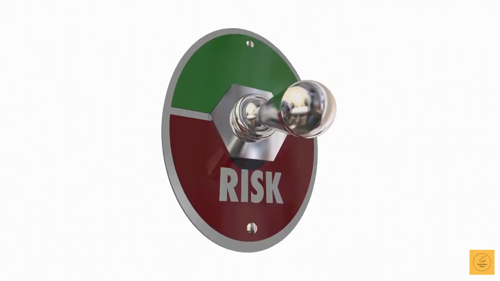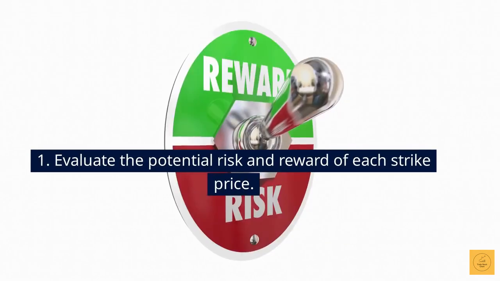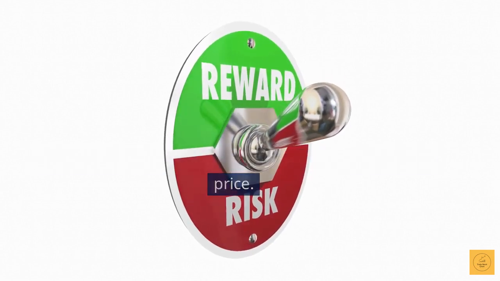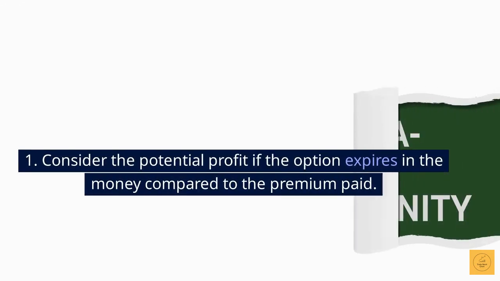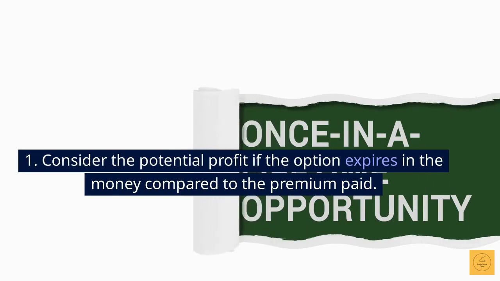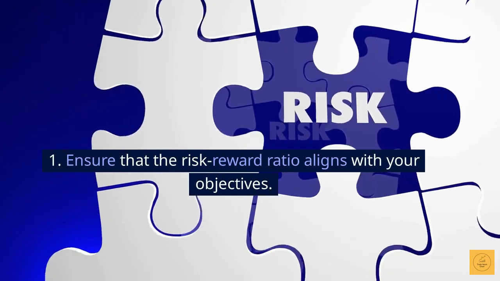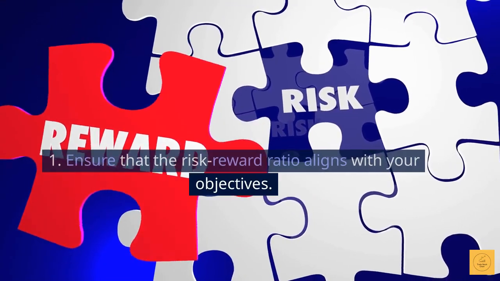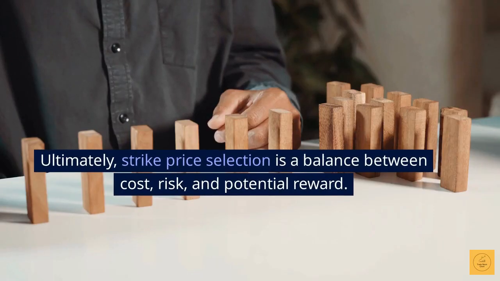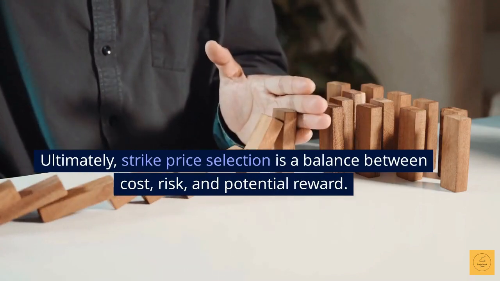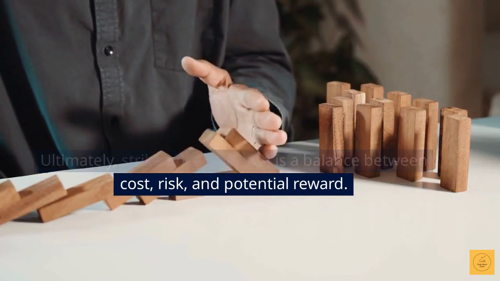Risk-reward ratio. Evaluate the potential risk and reward of each strike price. Consider the potential profit if the option expires in the money compared to the premium paid. Ensure that the risk-reward ratio aligns with your objectives. Ultimately, strike price selection is a balance between cost, risk, and potential reward.